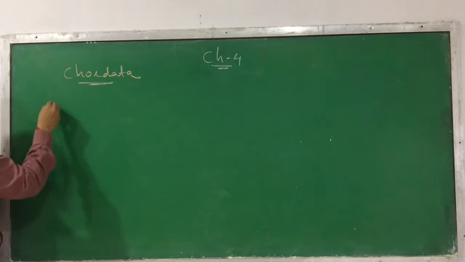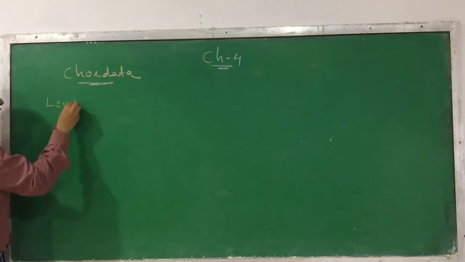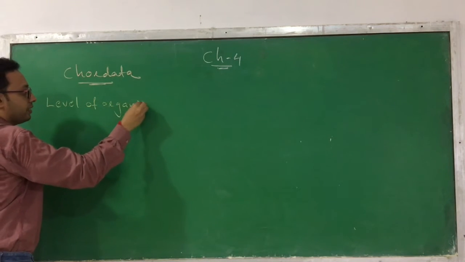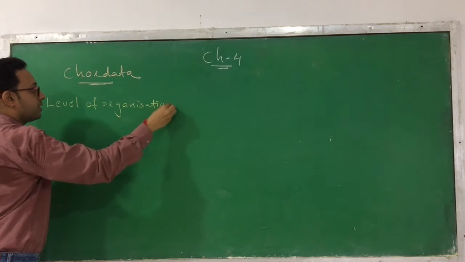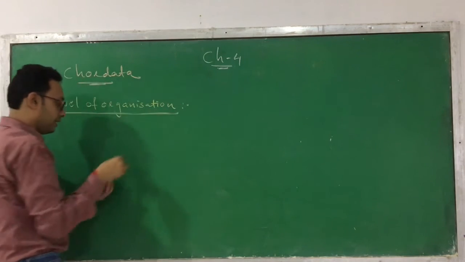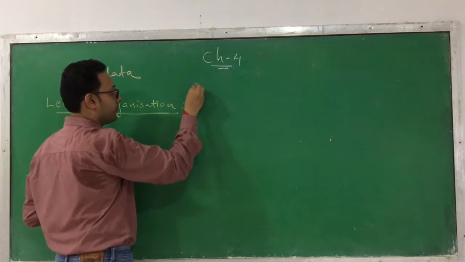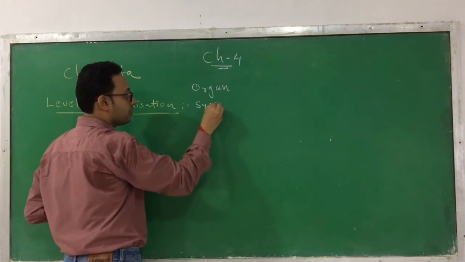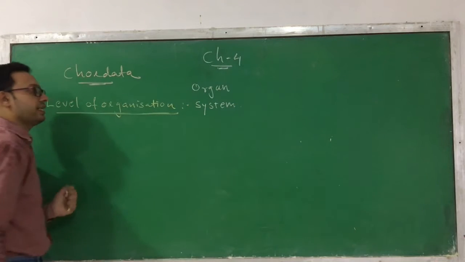First of all, we will start with its level of organization. Which level of organization do they have? Here the level of organization that is found is the organ system level of organization. Organ system level of organization is present.